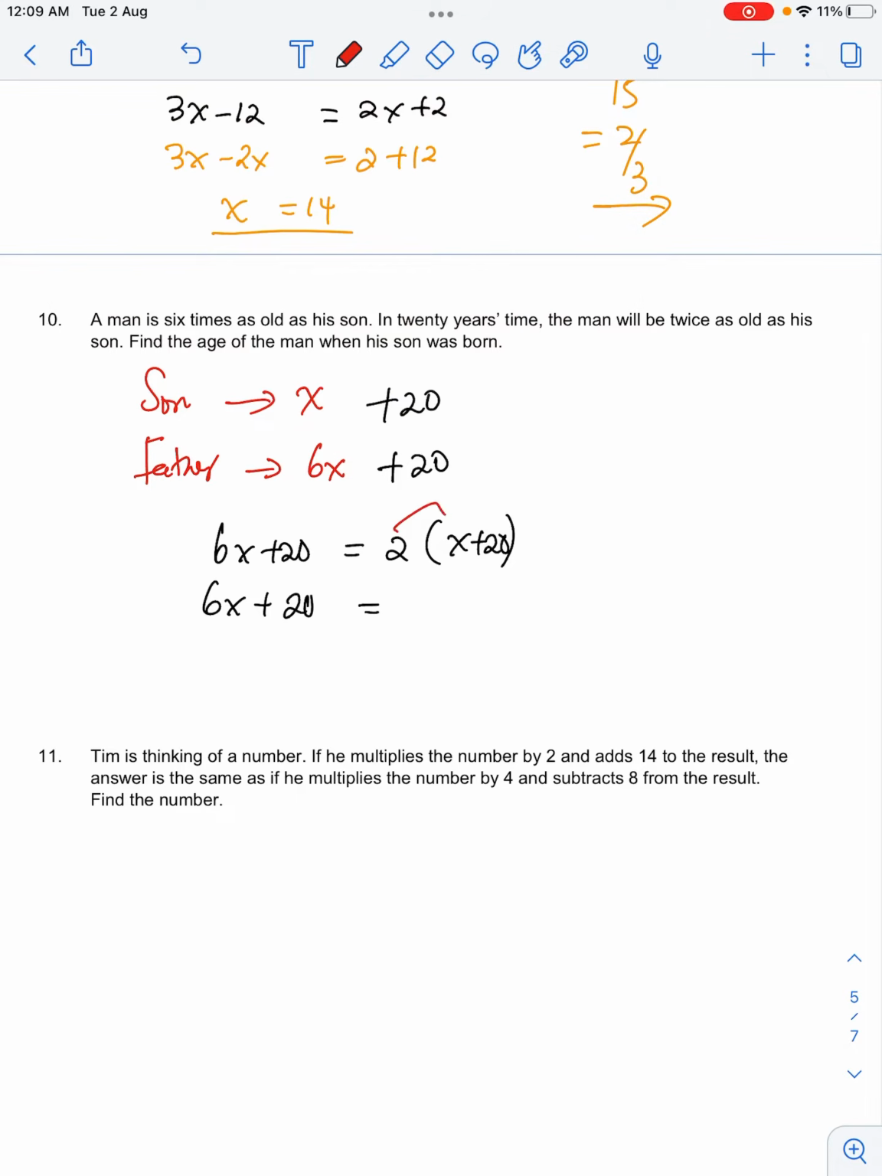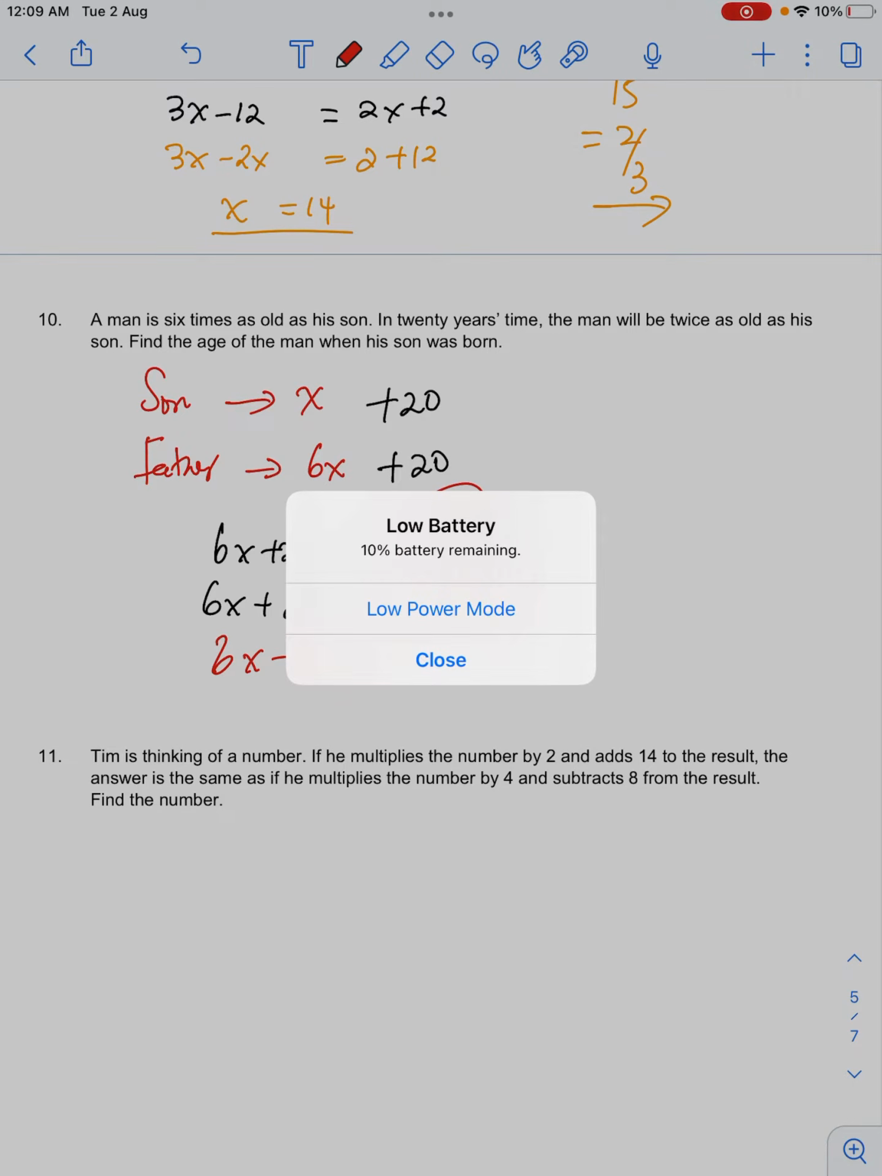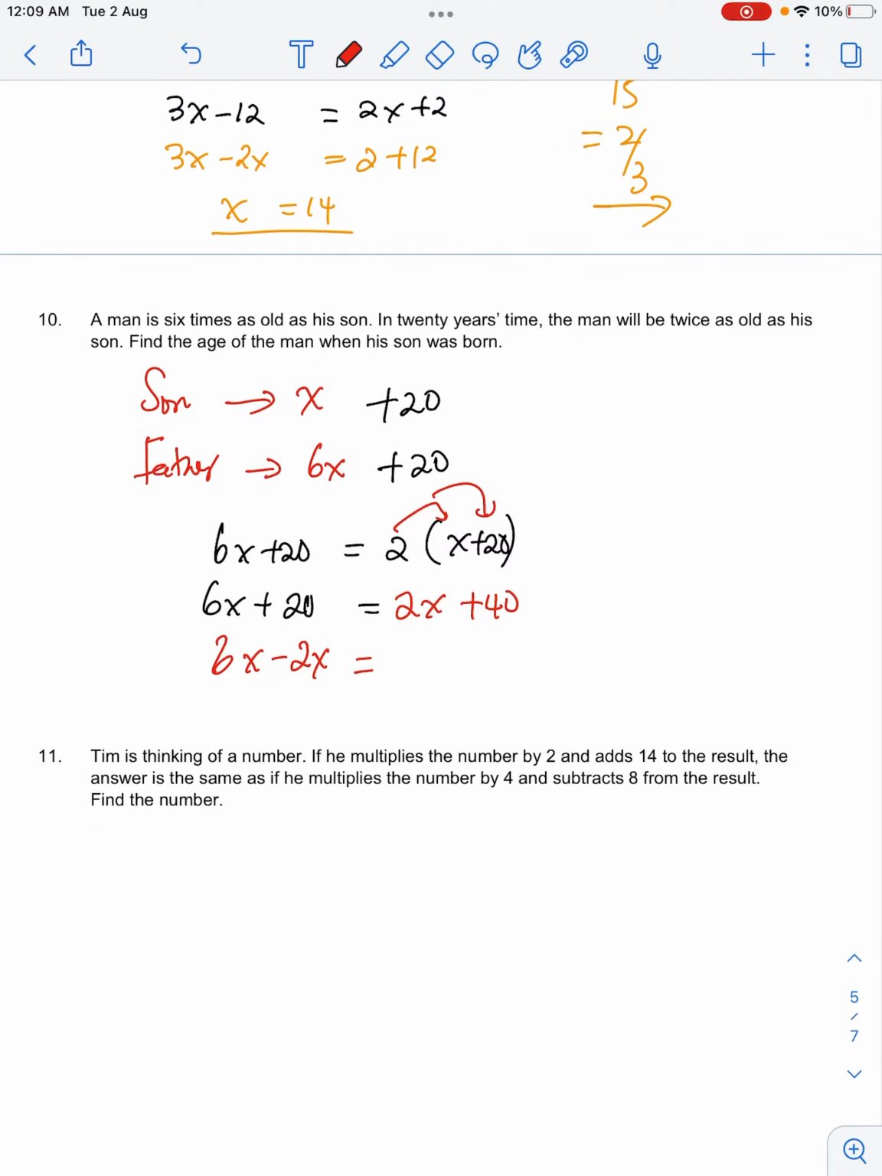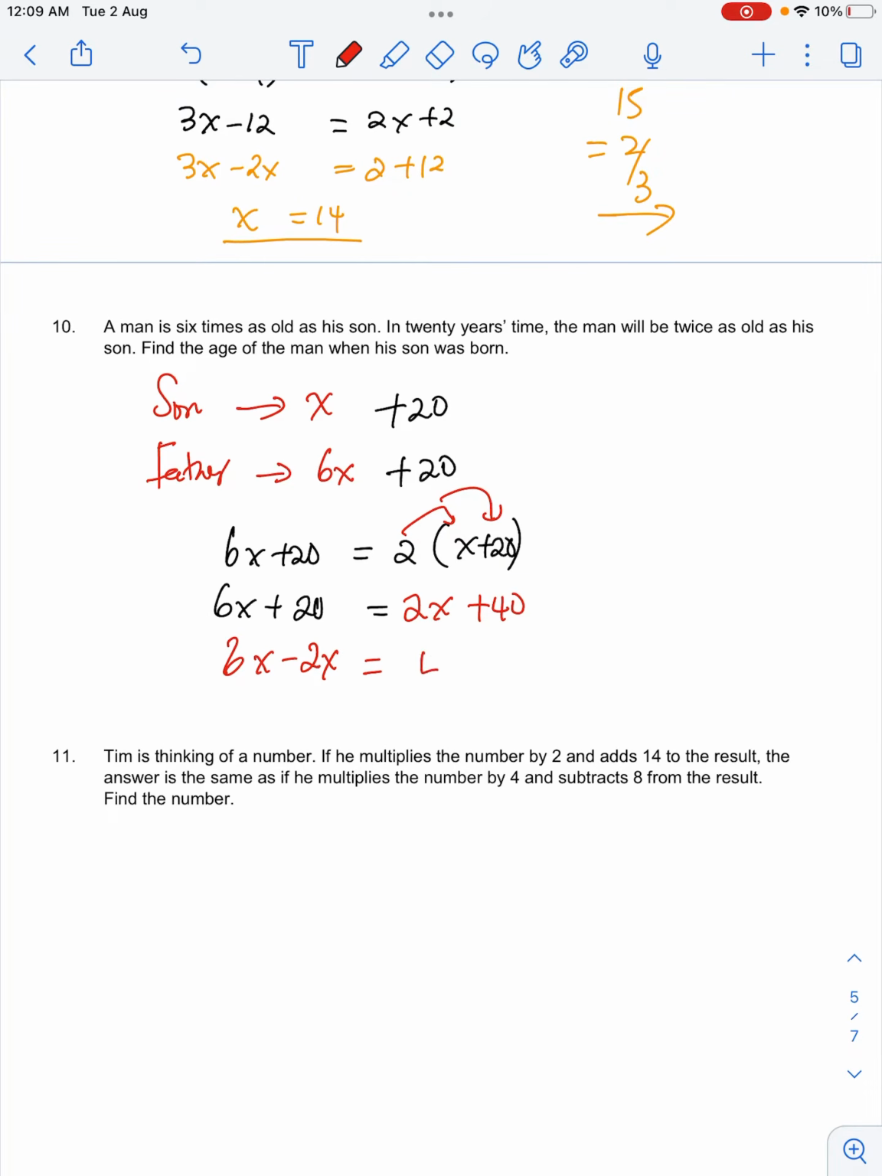Very important that you understand what I mean by that. So we're going to have 6x minus 2x equals, that is 40 take away 20. So that's 4x equals 20, and then x is going to be 20 divided by 4, so x equals 5. All right, this is the age of the child now.